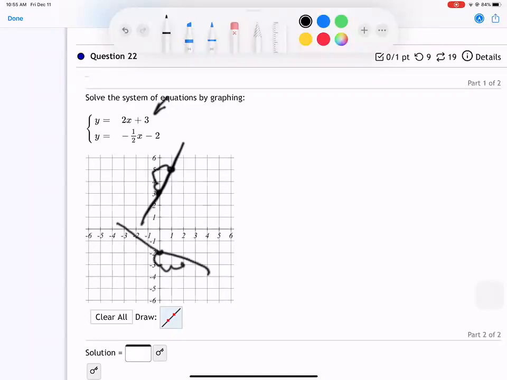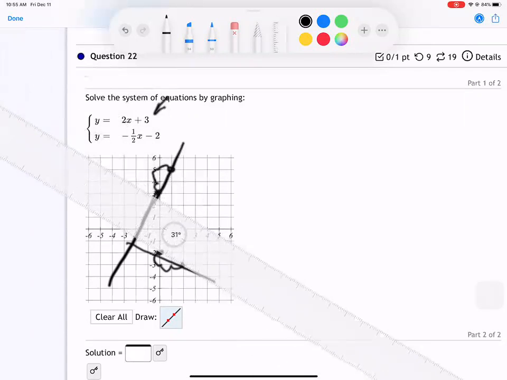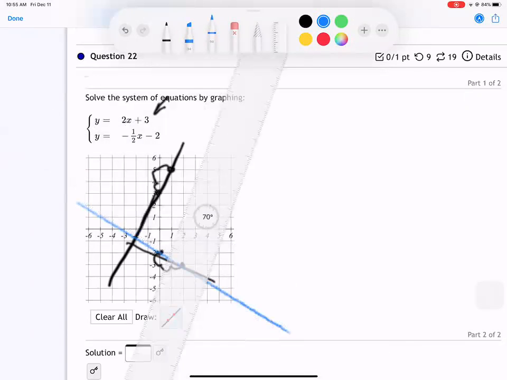Eventually these lines will meet. Oh, darn it. Oops, sorry. These lines are eventually going to meet someplace. So where do they meet? I'm going to take one more step here and make my lines look a little prettier using my ruler here. Okay, and that's one line. Second line is over here.